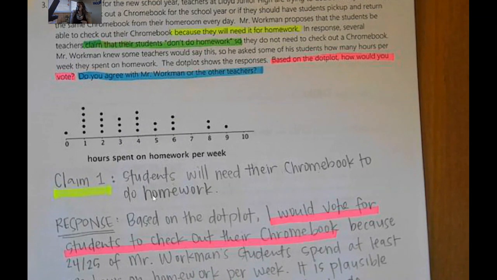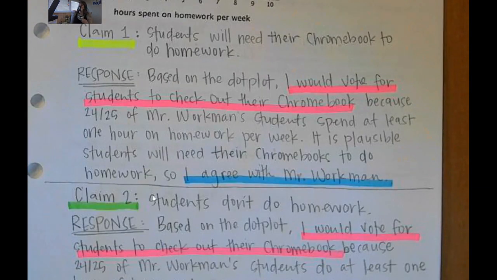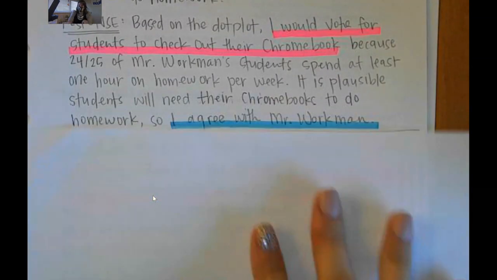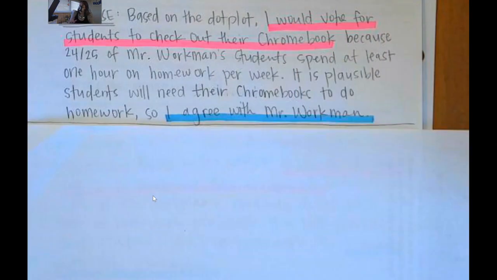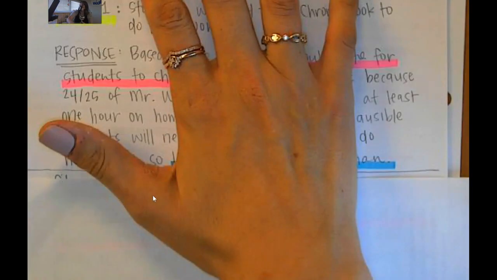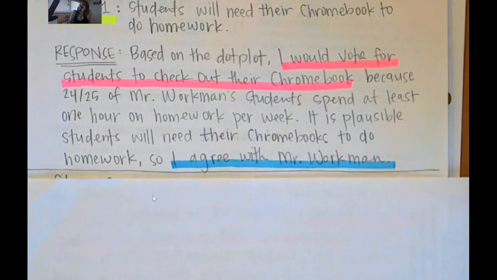So there are two different ways that you can approach this problem. I personally think that there are two different claims in this problem. You only have to address one of these claims. So claim number one is that the students need their Chromebook to do homework.